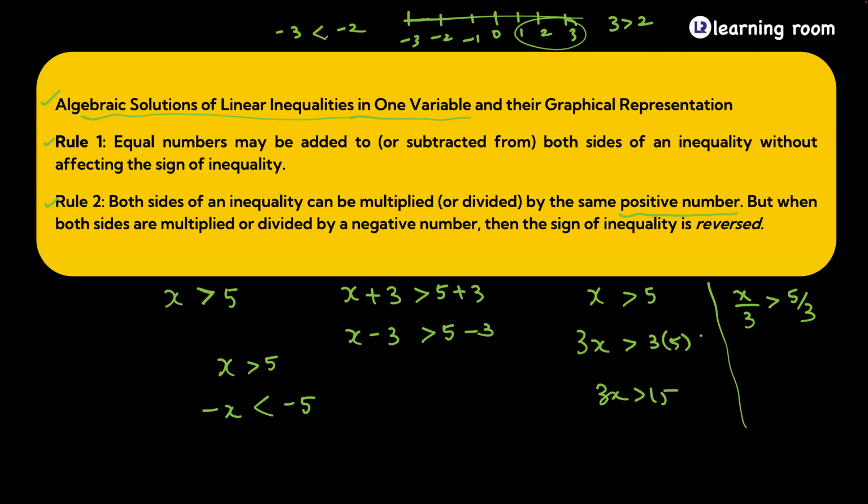You're able to understand? So this is another important point that you need to keep in your mind. So what will happen when you multiply or divide it with the negative number on both the sides, then sign of the inequality is going to get reversed. Okay. So make a note of this.